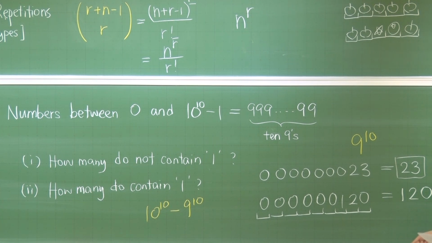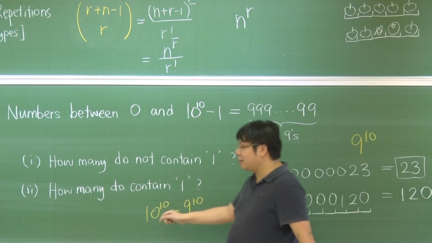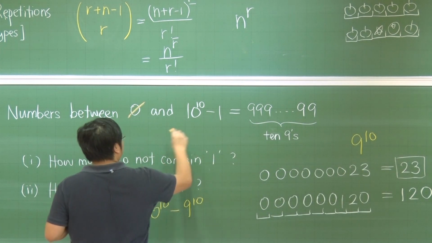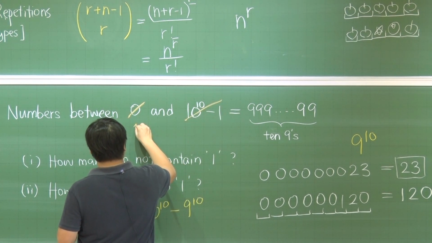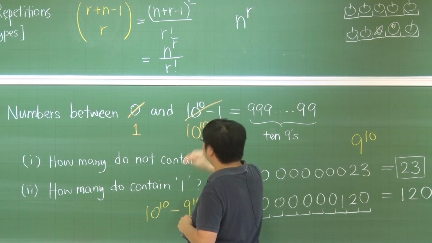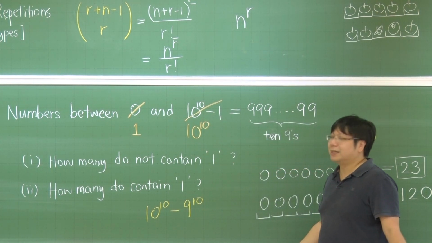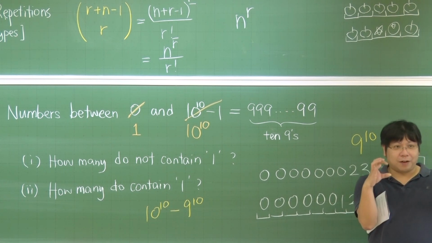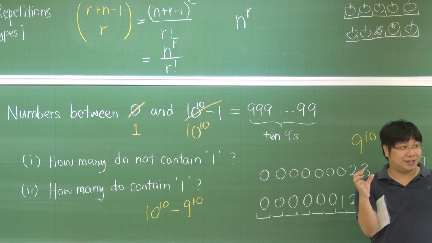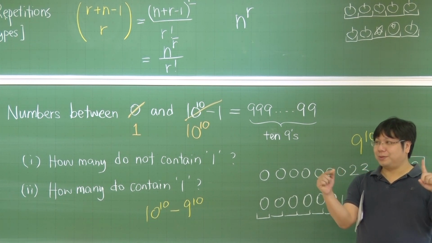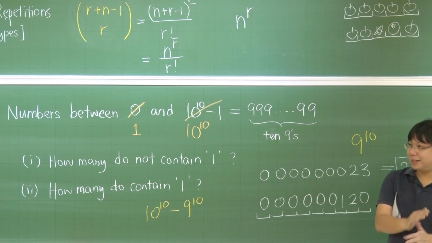Now let me change the problem a little bit. This is not exactly the problem in the lecture notes. In the lecture notes, instead of having 0 up to 10 to the power 10 minus 1, we have a 1 here and 10 to the power 10 here. So what would be the change to our answer? Instead of counting from 0 up to 9, we count from 1 up to 1 and then 0, 0, 0. What would be the change?